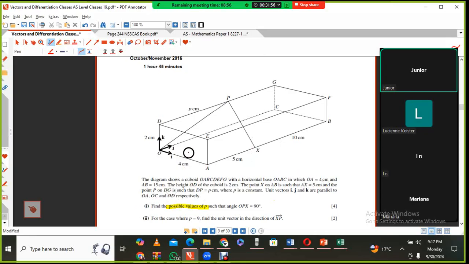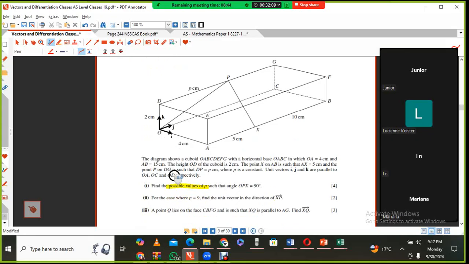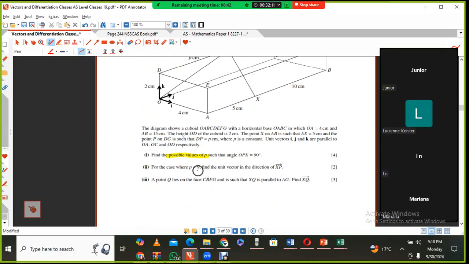Point P is on DG such that DP is equal to P centimeters, where P is a constant. Unit vectors i, j and k are parallel to OA, OC and OD respectively. Find the possible values of P such that angle OPX equals 90 degrees.